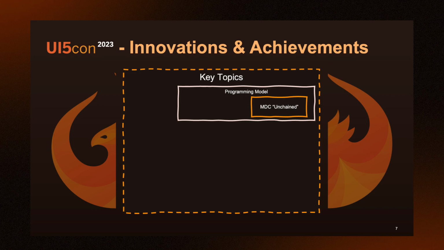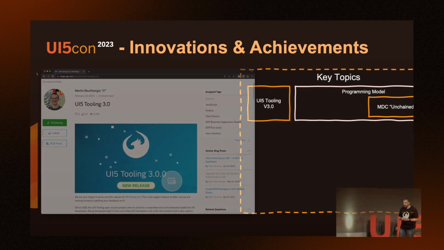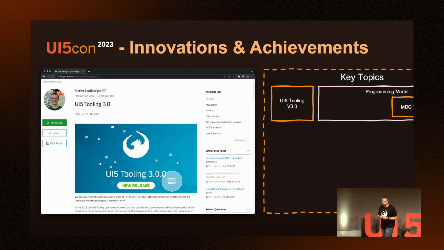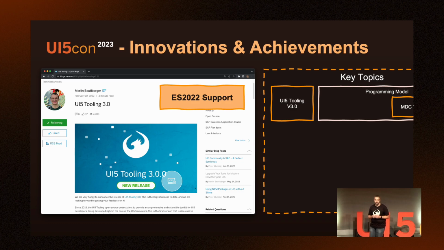So we know that. The other part we want to announce today is UI5 Tooling v3. UI5 Tooling v3 has been released, I think it was in February or so. It comes with very important features. Especially one thing we have long awaited, the ES 2022 support, so that you can also have modern JavaScript code in your application, and it's being built and packaged properly.